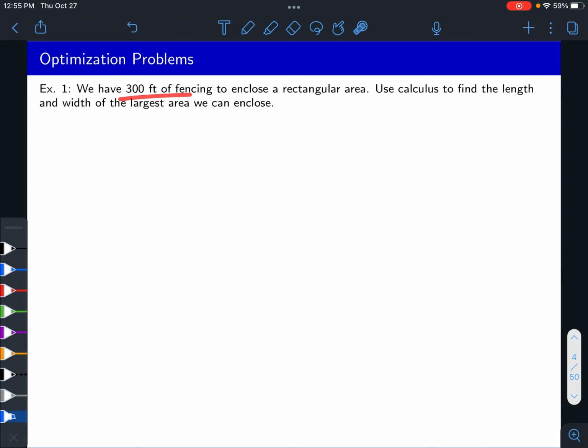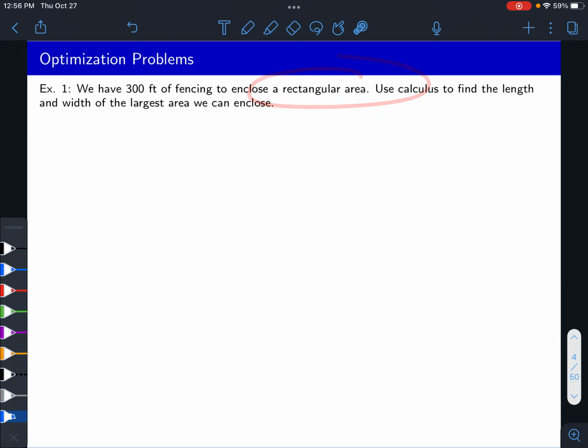So let's say that we have 300 feet of fencing and we're enclosing a rectangular area. And let's try to find the length and the width of the largest area that we can enclose.